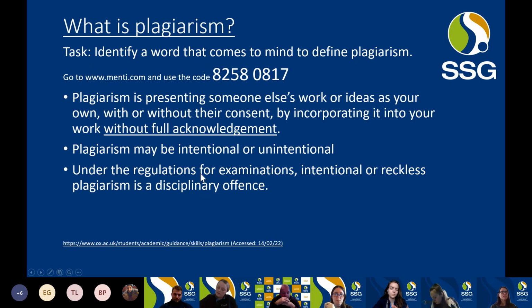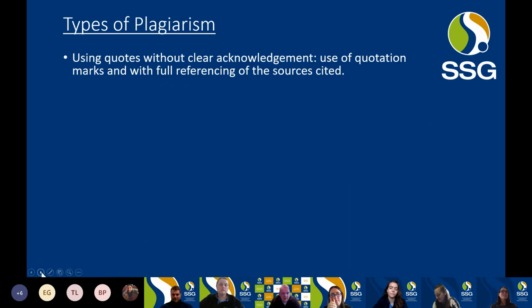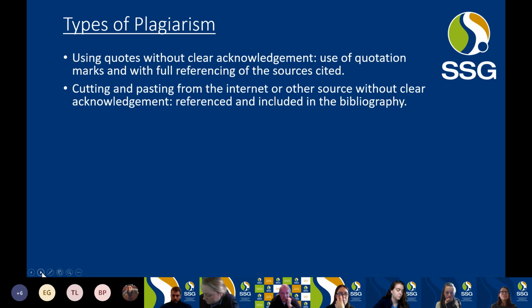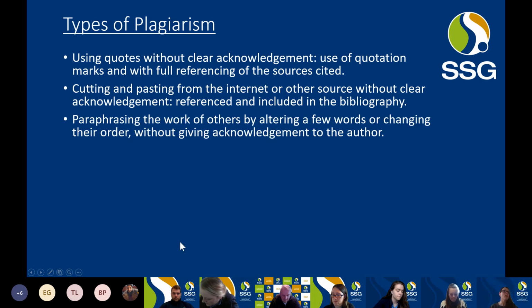And just to make sure I'm referencing correctly, I'm putting where I've got this information onto every slide in my PowerPoint. Okay, so different types of plagiarism. So using quotes without clear acknowledgement. So the use of quotation marks, not using quotation marks correctly, and then without full referencing of the sources cited. Cutting and pasting from the internet or any other source, such as the learning resources on Equal, without clear acknowledgement, and then without referencing it, including it in a big bibliography. Paraphrasing the work of others by altering a few words or changing their order, again, without giving full acknowledgement to the author.